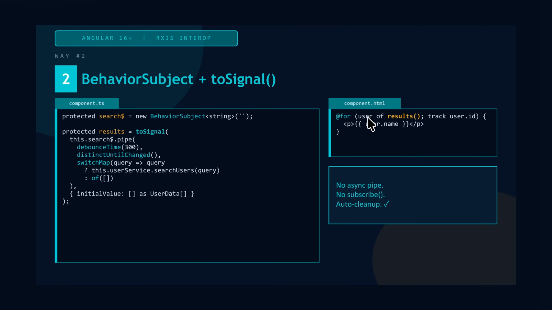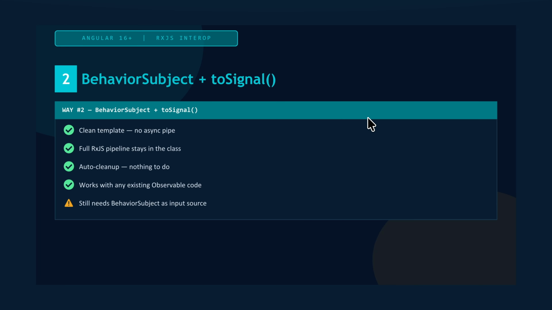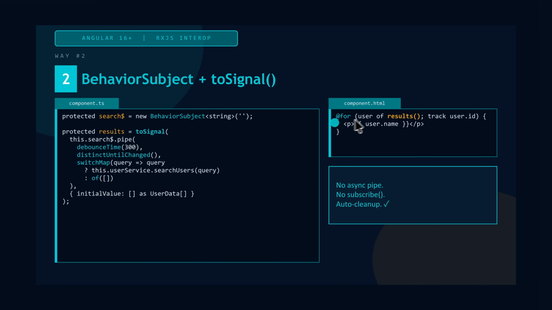In the second way, we have BehaviorSubject and toSignal. We have a clean template, no async pipe, full RxJS pipeline stays in the class, auto cleanup, nothing to do, works with any existing observable code, but still needs BehaviorSubject as input source. Here, search$.